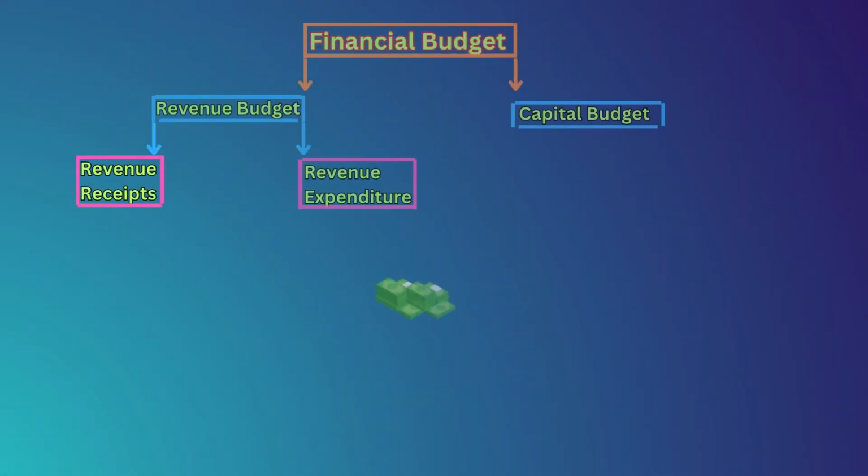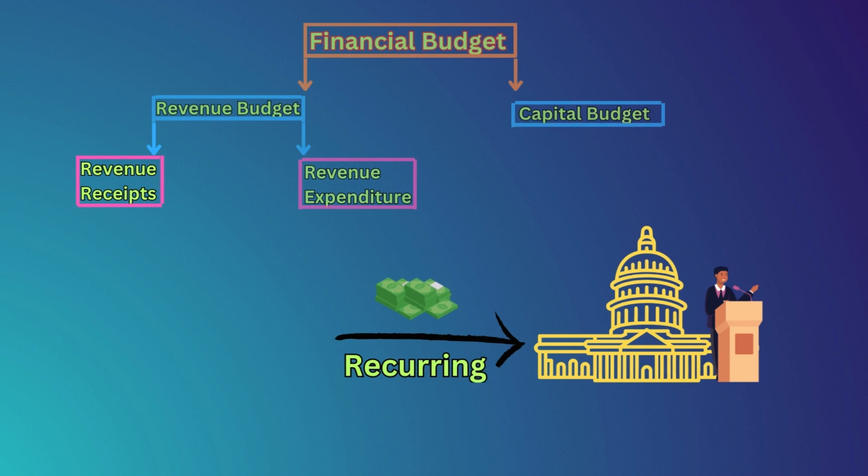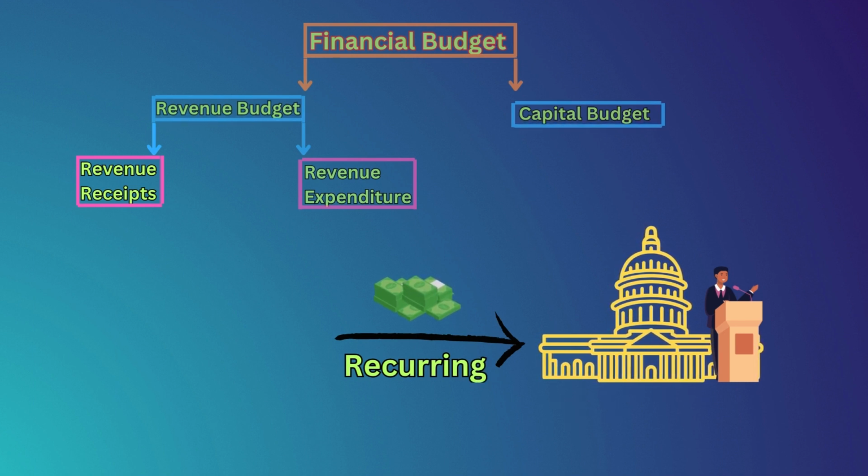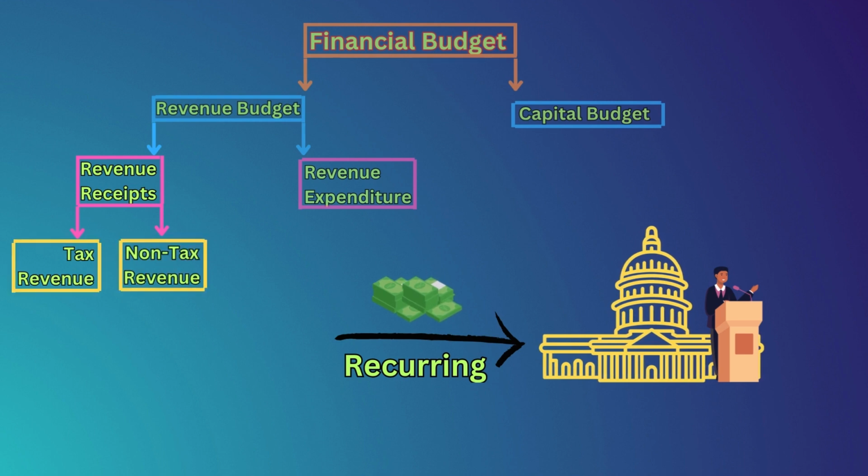Revenue receipts is the income part to the government that is recurring. This component has an impact on the profit and loss section of the income statement. It is further categorized into tax revenue and non-tax revenue.